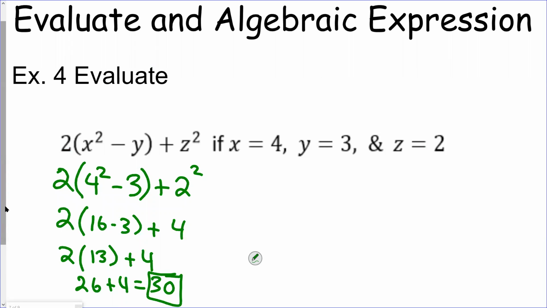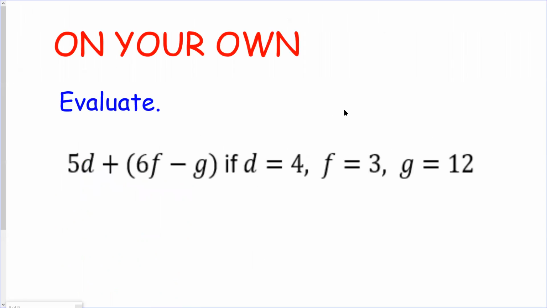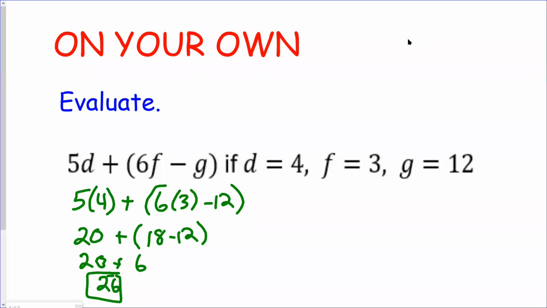So again, we substitute. After we substitute, we then do order of operations. All right, so I want you to try this one on your own. So what I would like you to do is pause this video and try it on your own. So please pause now. So hopefully you got 26. Substitute 4 in for D, substitute 3 in for F, substitute 12 in for G, solve using your order of operations. Boom, and you got 26.